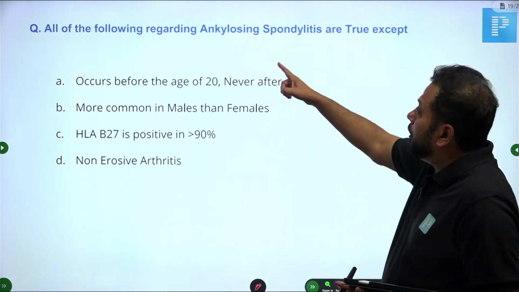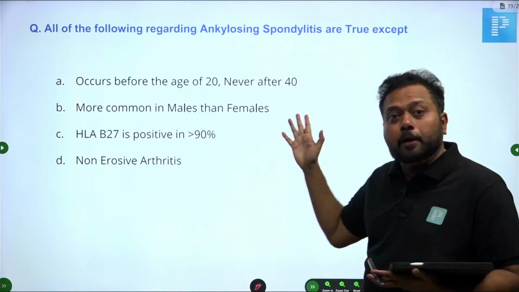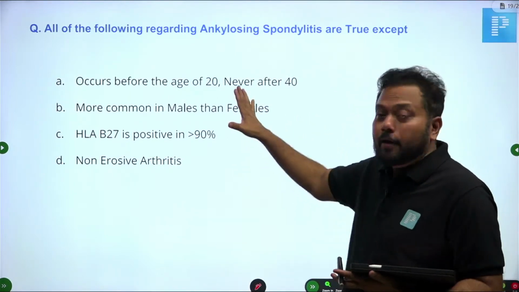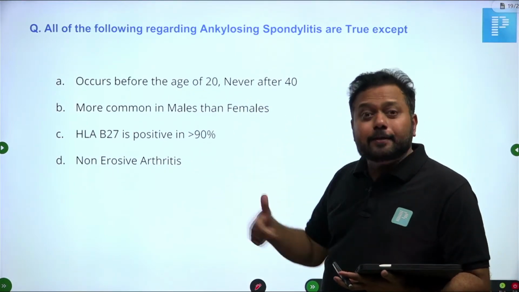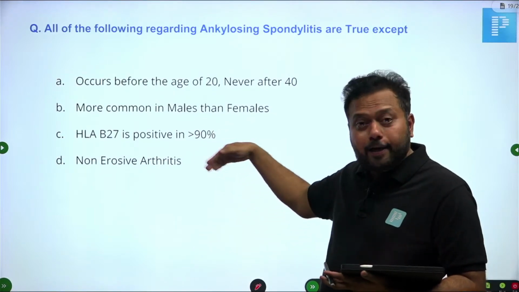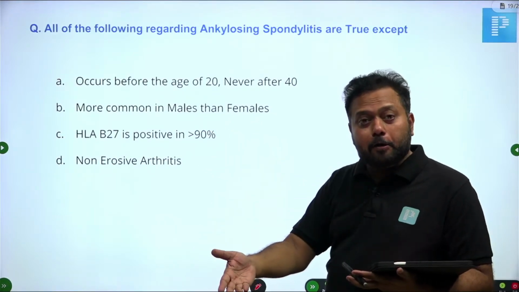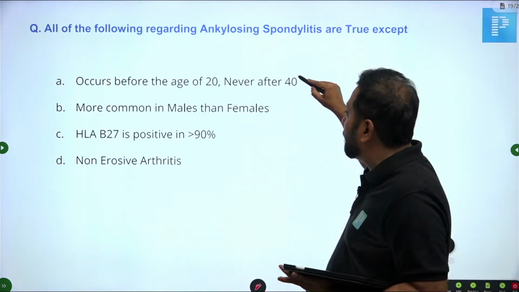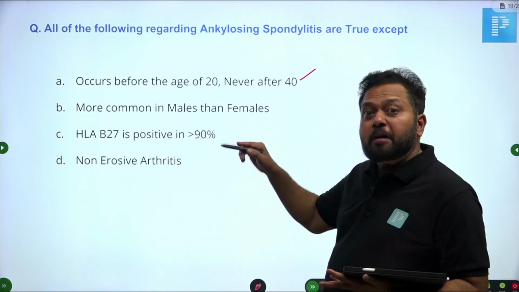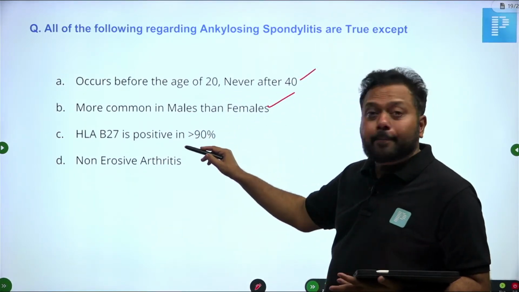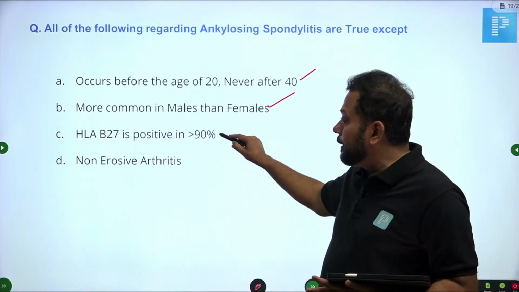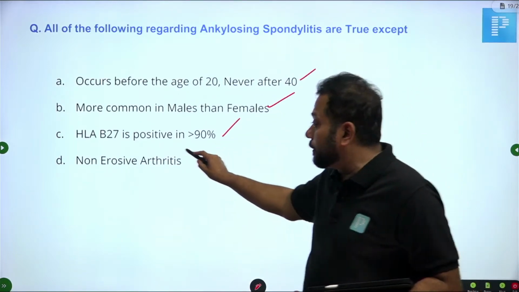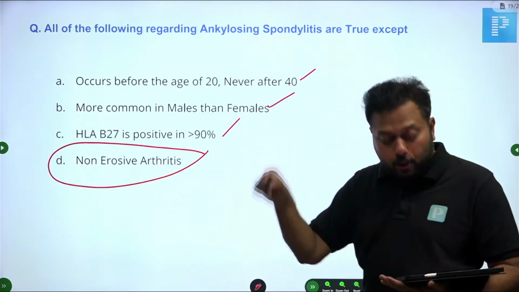All of the following regarding ankylosing spondylitis are true except, the last question, dear friends. It is exactly there in our notes. I am going to show you the slides of our PrepLadder notes. Occurs before age of 20, never after 40. True. More common in males, 100% true. HLA-B27 is positive in more than 90%, true. Non-erosive arthritis is false. It causes erosive arthritis.